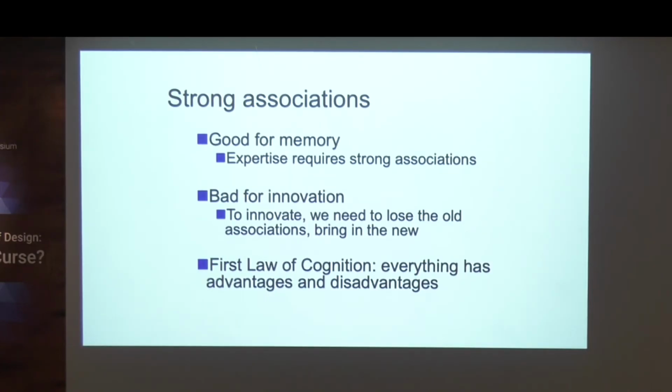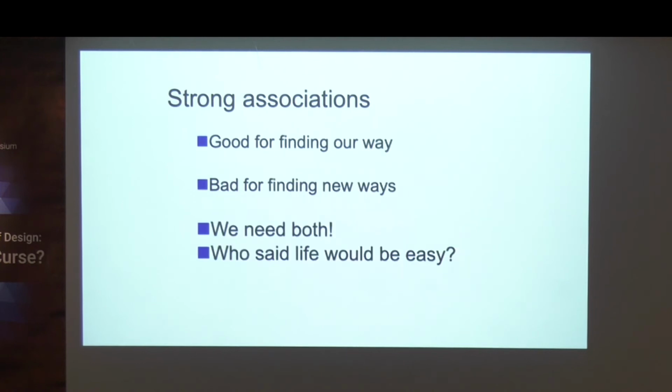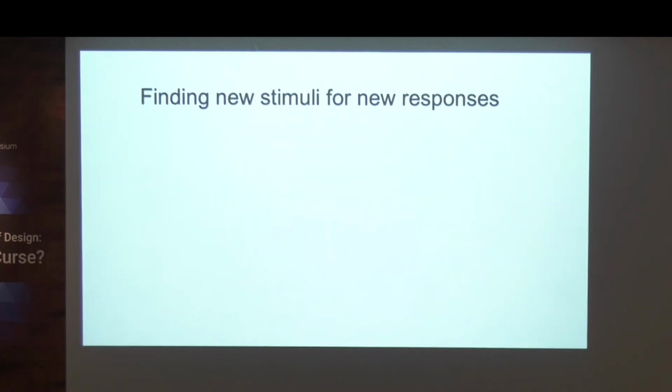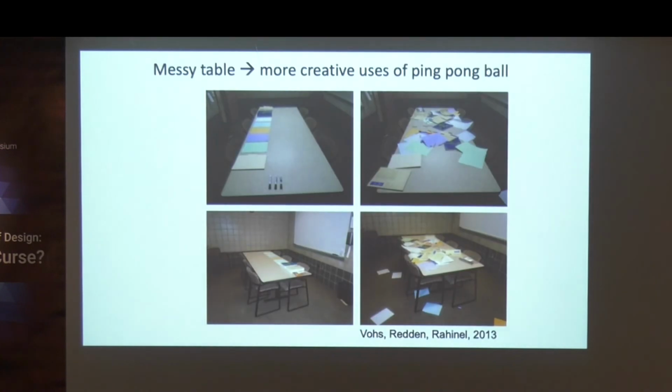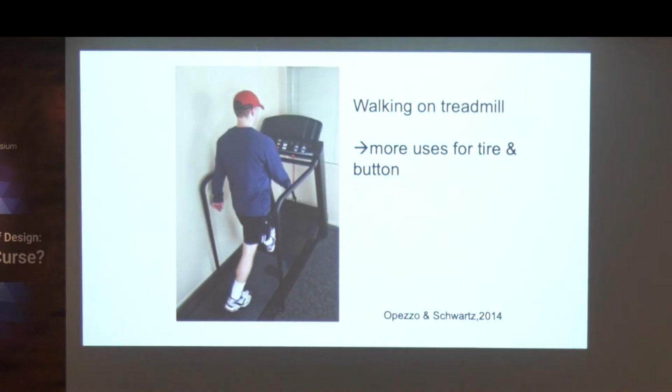To innovate, we need new associations. And this is what I've called the first law of cognition. Everything has advantages and disadvantages. Strong associations are excellent for memory and expertise. They're bad for innovation. We need both. And who said life would be easy? So how do we find new stimuli for new responses? One way that's been suggested and has been in the news a lot is to wander. Let your mind wander, let your body wander. Messy desks create more creative uses of a ping pong ball.